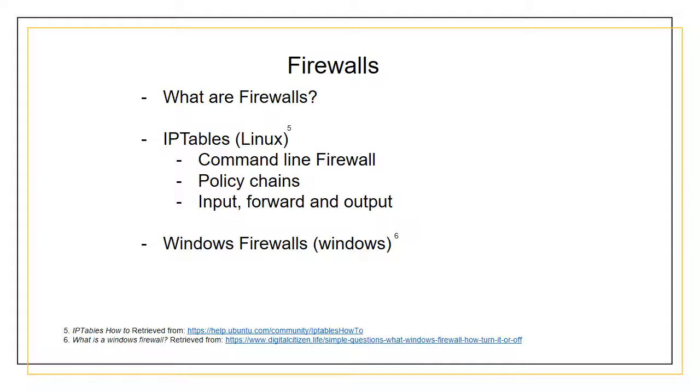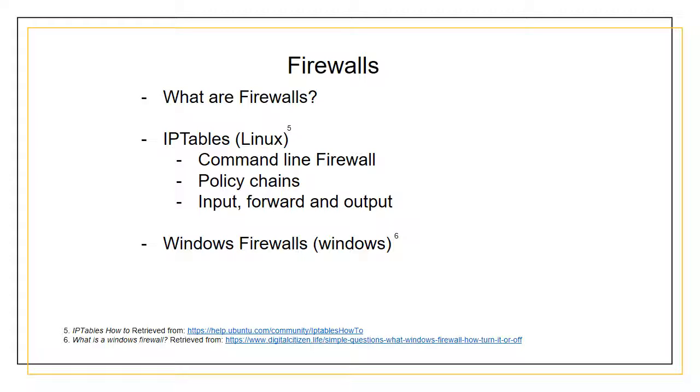IP tables uses three different policy chains, which are input, forwarding, and output. The input chain is used to control the incoming connections. For example, an outside source wants to connect to your system. IP tables will allow or deny the traffic based on the IP and port. So based on the protocol that the outside source is coming in from, it will either block or allow the traffic based on the rules you have set.